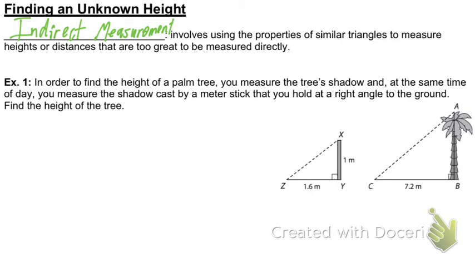Okay? So indirect measurement involves using the properties of similar triangles to measure heights or distances that are too great to be measured directly. Where do we use this? Mr. Costle? Well, this could be used in surveying. People that survey land and say, okay, what does this land look like? What does the feature look like? What does this town look like? How tall is the water tower so we can do maintenance on it? Different things like that.